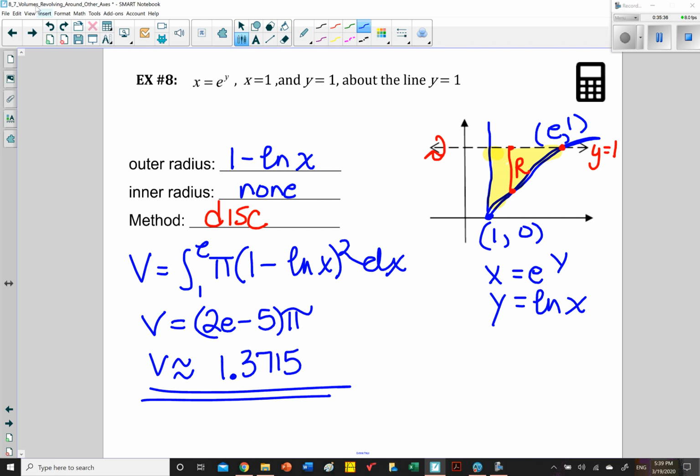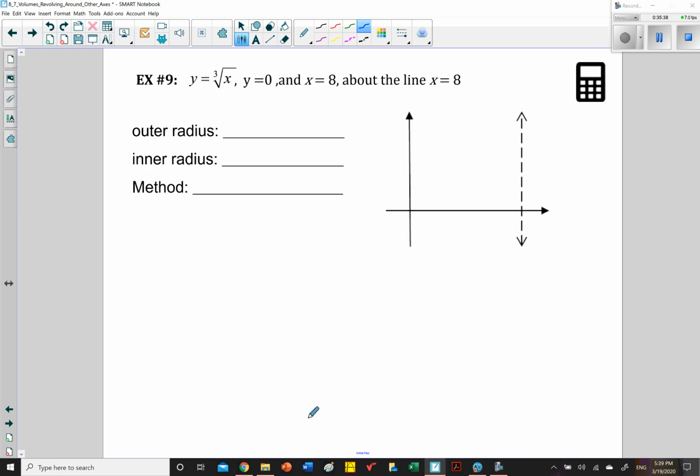2 more to go and we are done with calculus for the year. Well, then we're ready to study. So the cube root of x, you know, it looks like that. We're going to start at 0, y equals 0. We're going out here to 8. It's going to be a disk because it's touching the axis of revolution. We're going around that line, shading that region in.